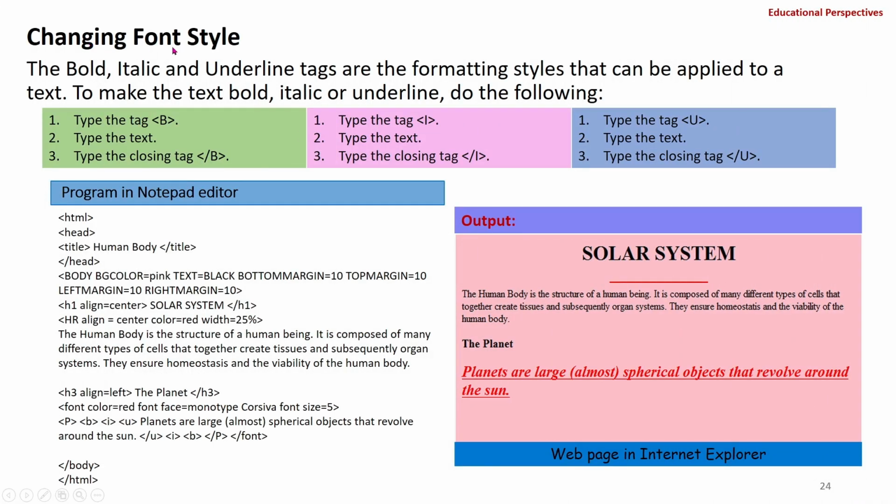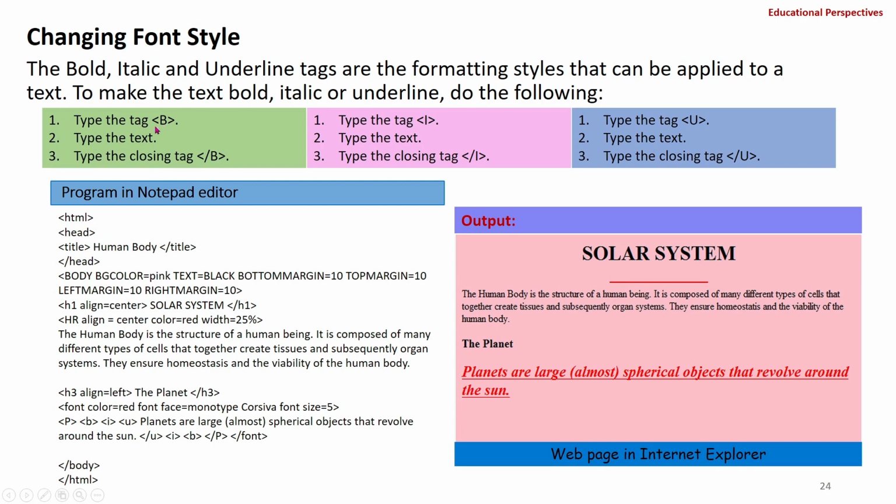Now how will we make some changes with the font style? What are font styles? Bold, italic, underline, strike through, emphasis, and so on. All these are the font styles that we go through. But here we will be dealing with only three, which are bold, italic, and underline. The bold, italic, and underline tags are the formatting styles that can be applied to a text. To make the text bold, italic or underline, you do the following.